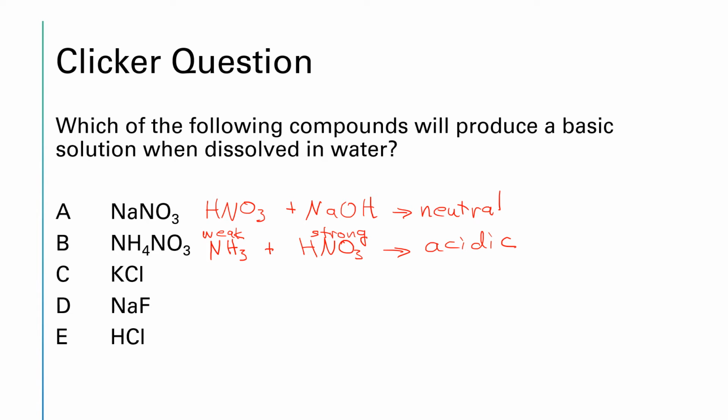KCl. The K came from KOH, which is strong. The Cl came from HCl, which is strong as well, so this one will be neutral.